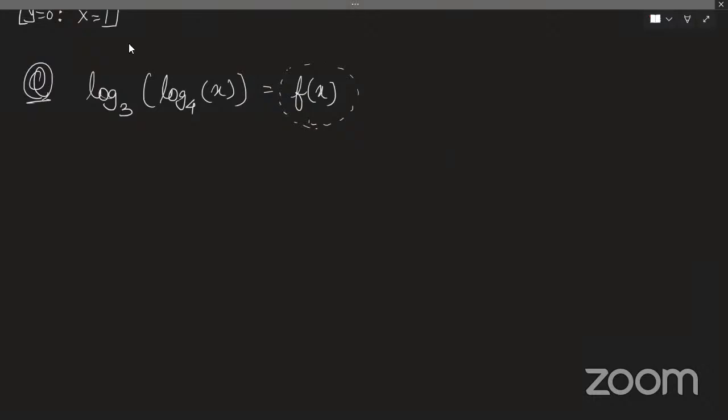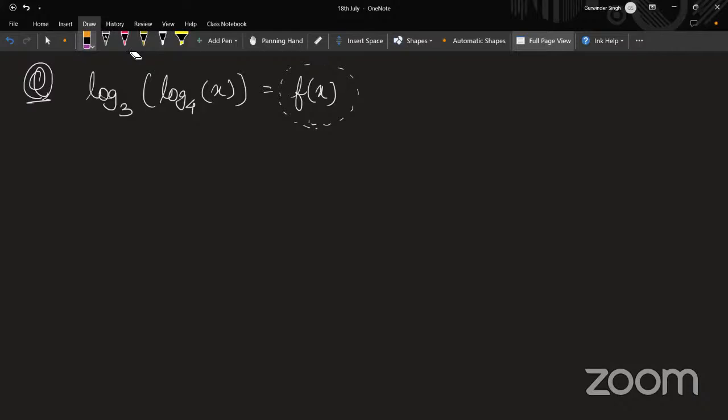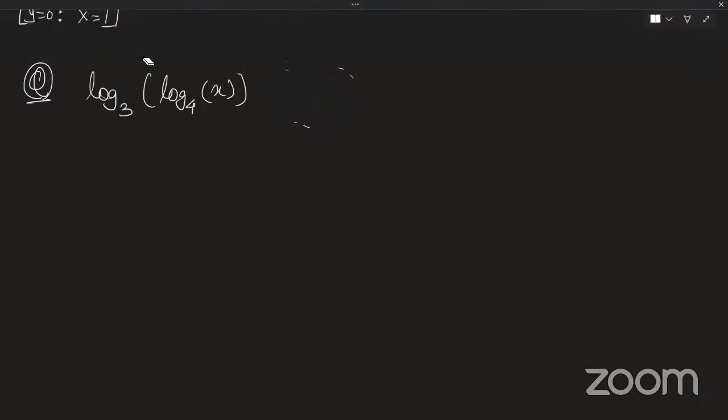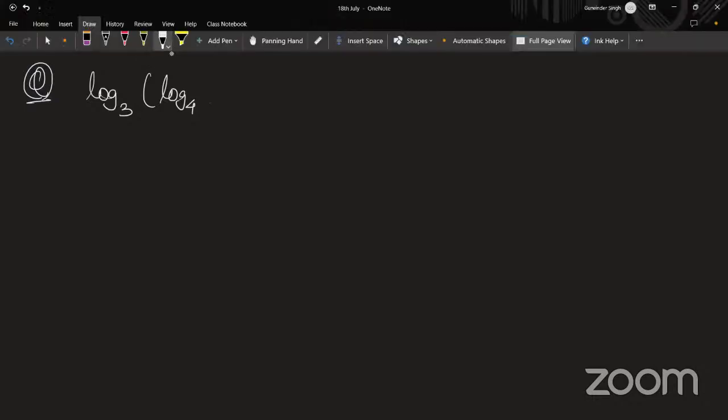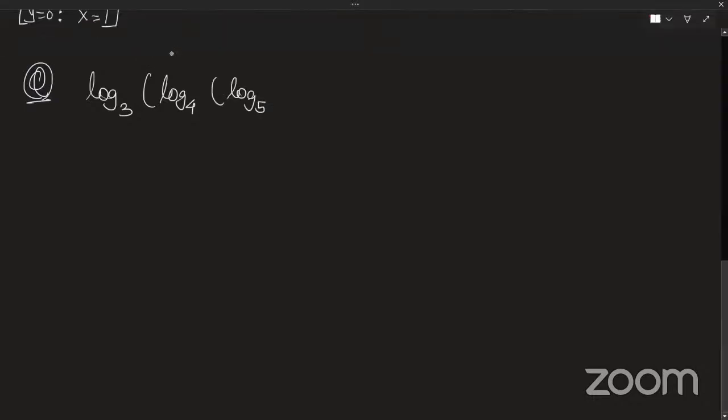Or should I increase it one level further? Okay, I will do one more nest inside this. Log 4, and then it will be log base 5x, something like this. Tell me.